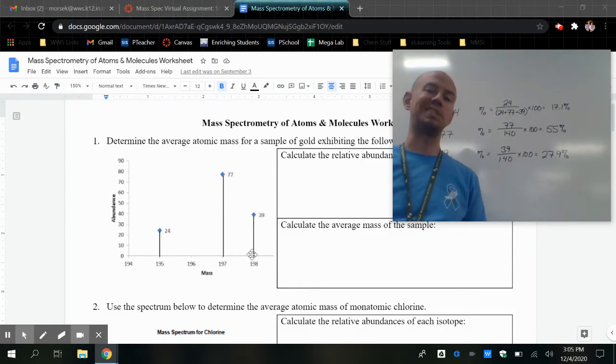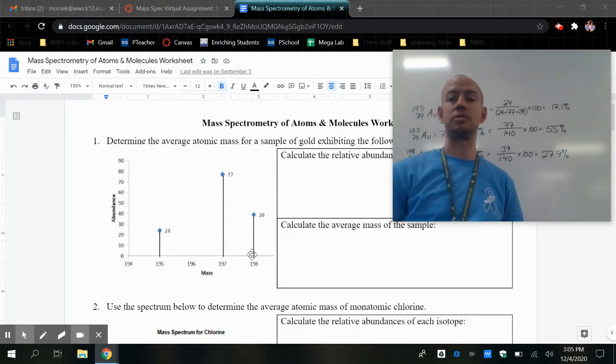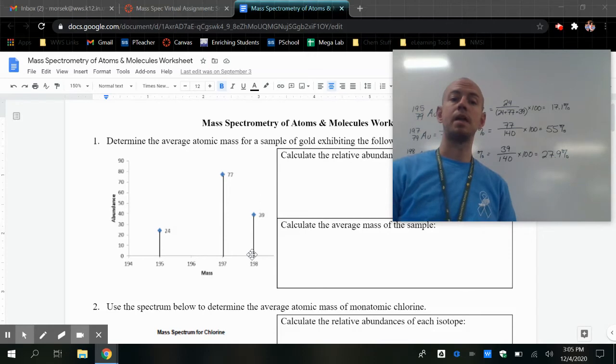So unless it specifically tells you how to round, we're going to be a little bit flexible on that. And very often we'll say to round to 2 decimals when you're doing a problem like this. So those are our abundances as percents.